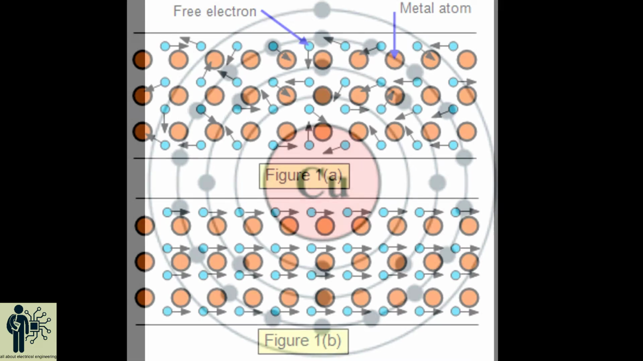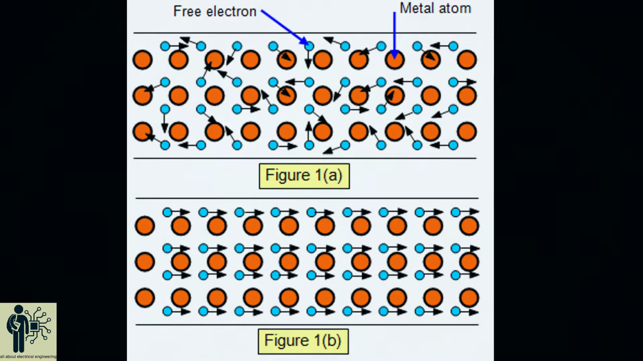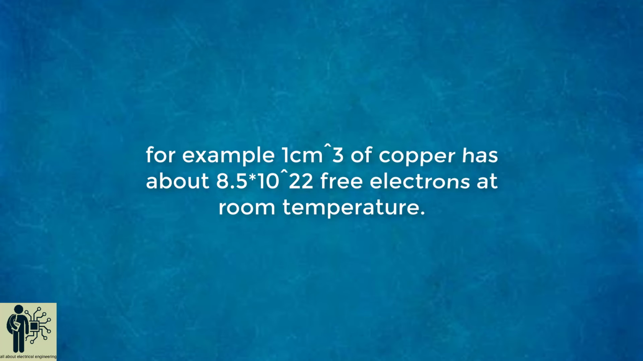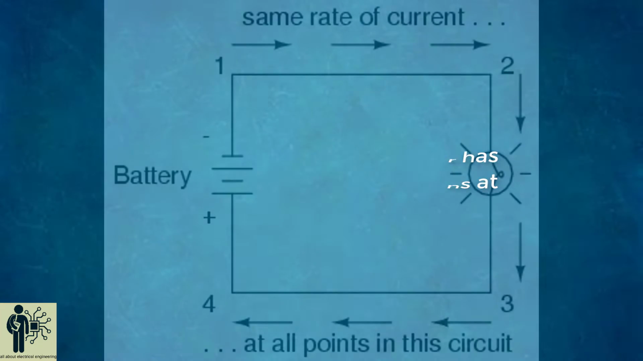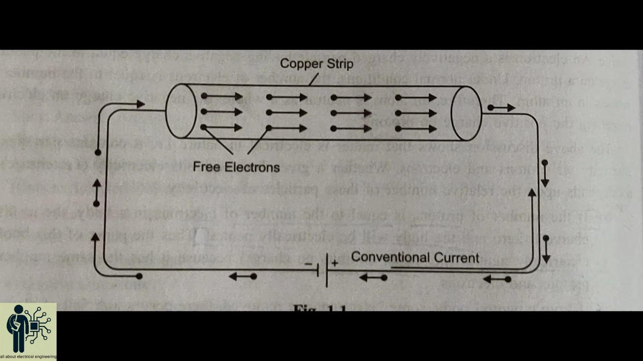Since a piece of metal has billions of atoms, one can expect a very large number of free electrons in metal. For example, 1 cm cube of copper has about 8.5 × 10^22 free electrons at room temperature. The flow of free electrons in a defined direction is called electrical current. The flow of electrical current is shown in figure.